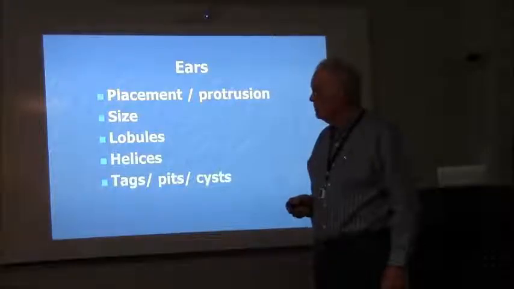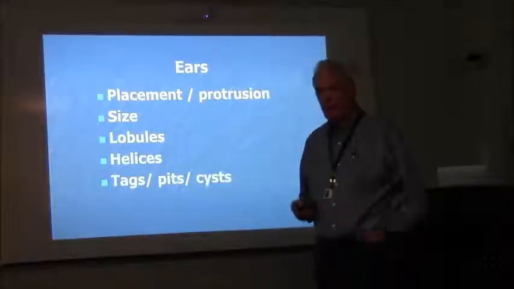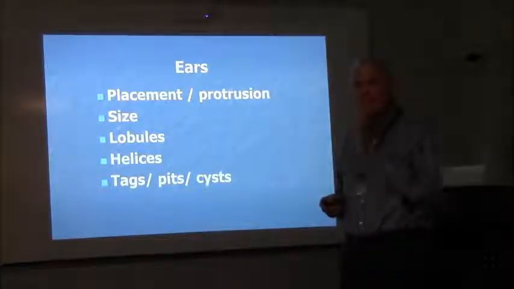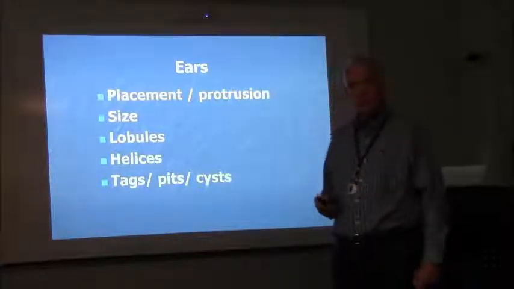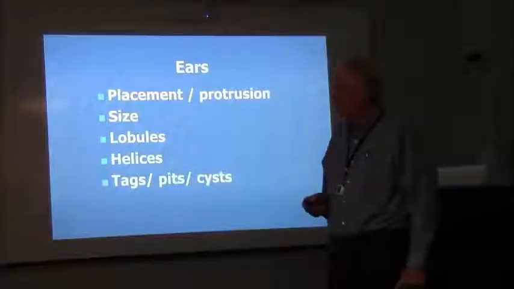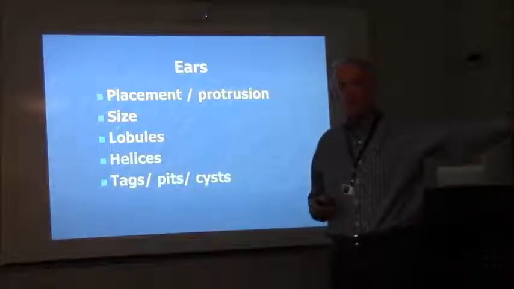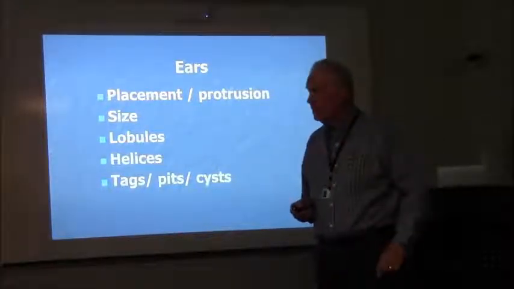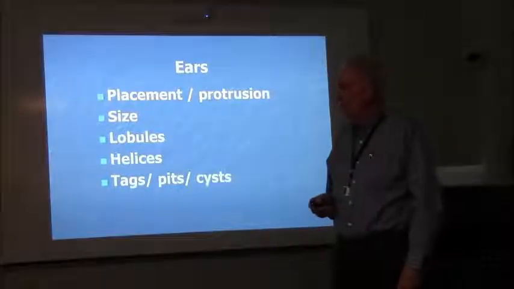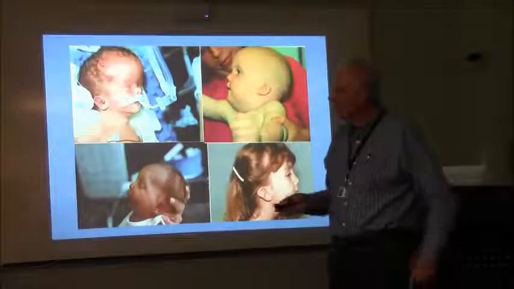Ears: placement, protrusion, size, globules, helices, tags, pits, cysts. There are books on the ears that would tell you that there's lots of different ears. The degree of variability among normals is dramatic. And so until you looked at all the family members, and that doesn't mean that it's not abnormal. You can have abnormal family members as well. But when you look at them and they're otherwise normal, this may be familial or it could be part of a syndrome that the family has.